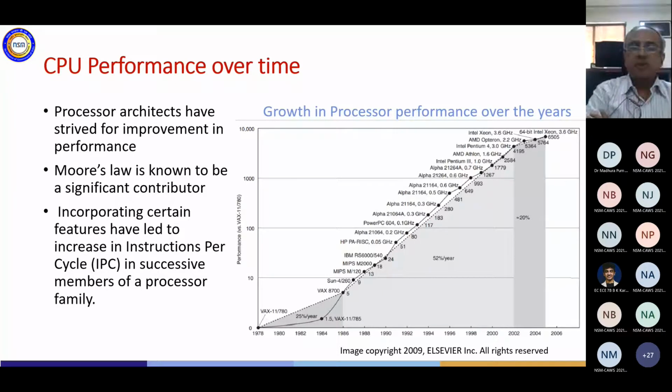Like IBM has got a RISC system, the RS6000. HP came out with a PA-RISC system. Alpha was again from DEC. So like this, these systems kept coming in.